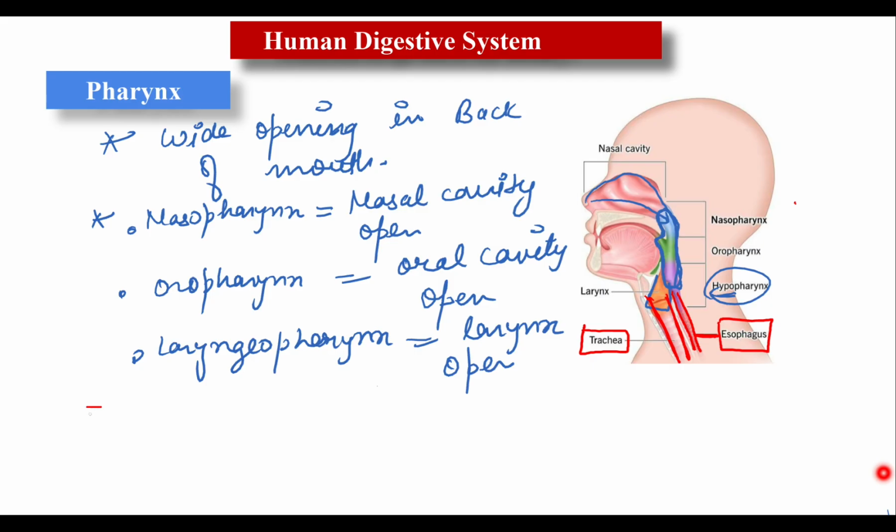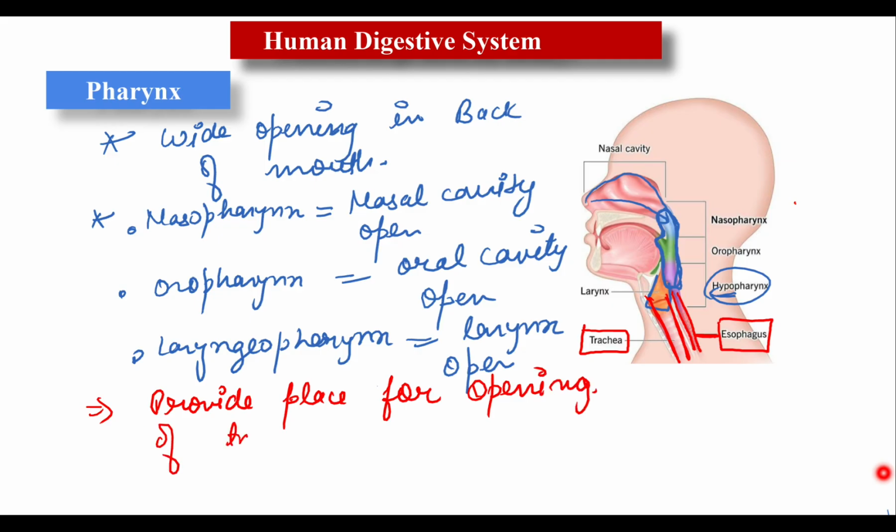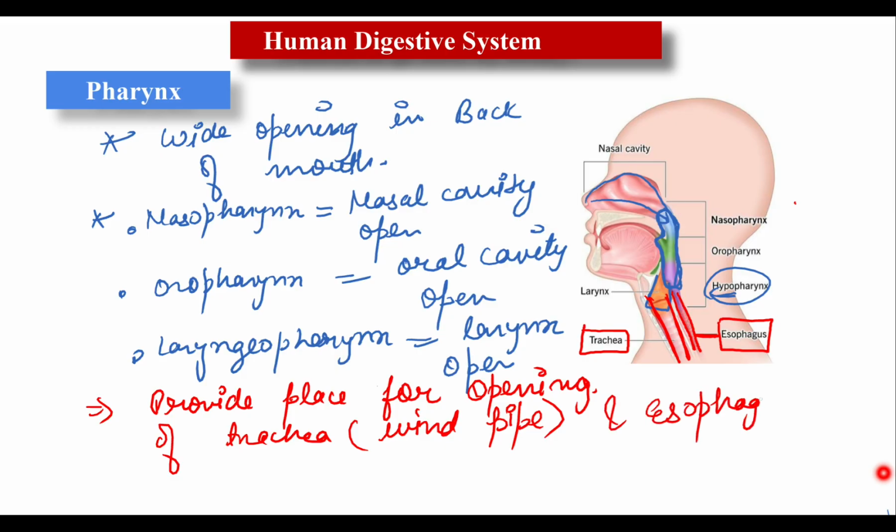Clear? So write down: it provides a place for opening of, or you can also write down that it is a common opening of the trachea, which is known as the windpipe, and the esophagus, which is known as the food pipe. Clear to everyone? So this is only about the pharynx. Don't get confused.